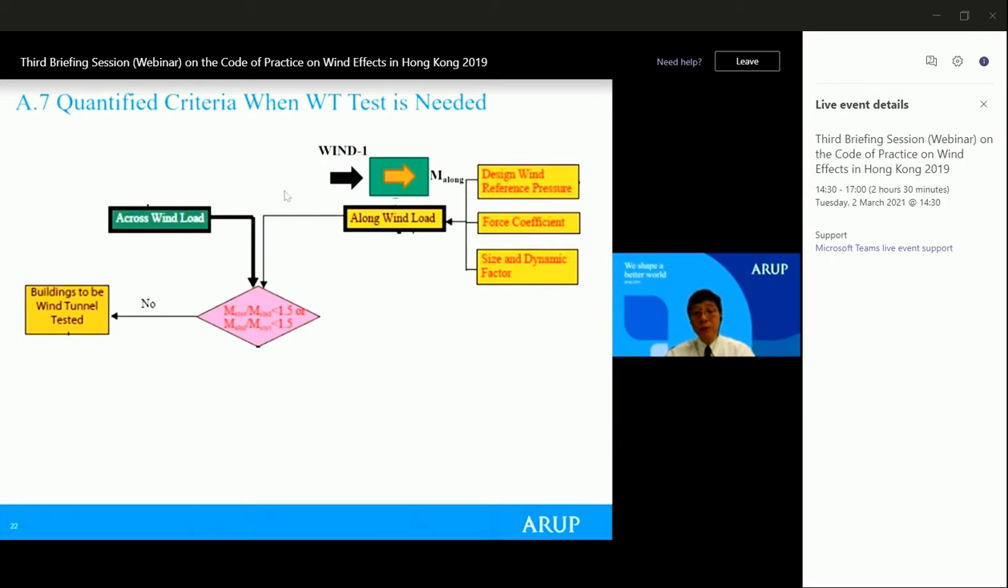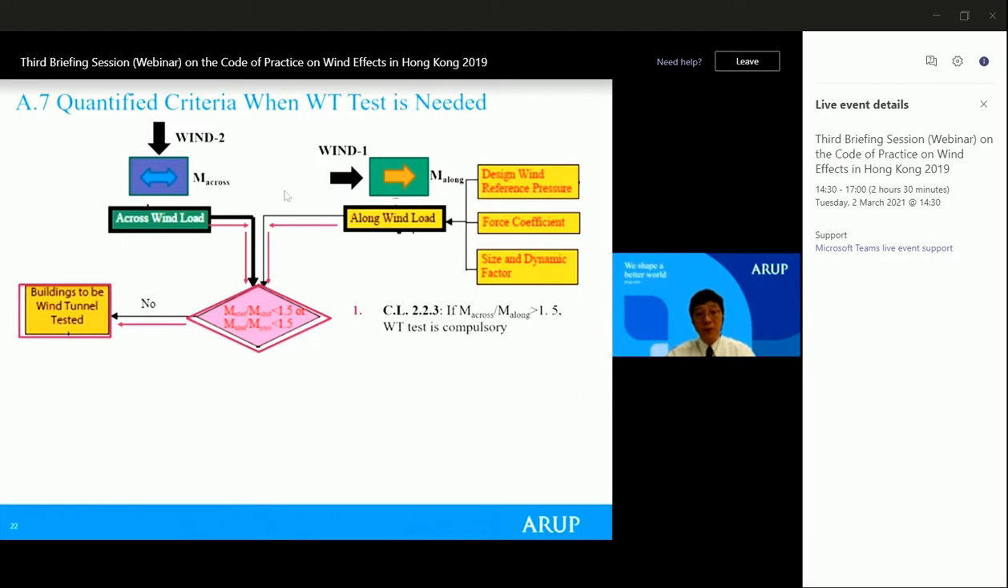As shown in the slide above, for wind direction 1, you can work out the M along wind based on the codified equation. And then based on wind direction 2, you also work out M across base moment. Based on the ratio of the two, if it is greater than 1.5, then you will need to go for internal test.